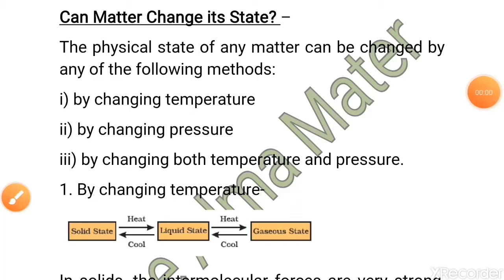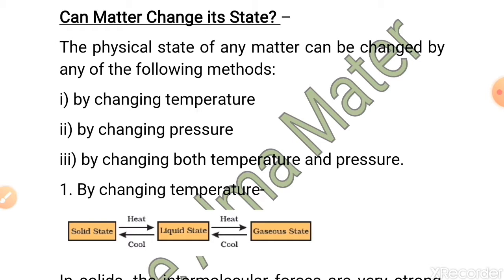In last class, we studied the states of matter, which are solid, liquid, and gaseous. Our today's topic is, can matter change its state? Before exploring this topic, students, I will ask, what are the three forms in which you get water? You can easily tell. The solid form is ice, the liquid form is water, and the gaseous form is water vapor. So it is clear that matter can change its state.